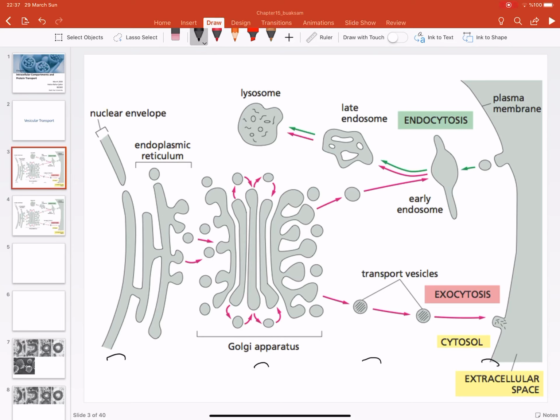Let's first start with the ER. Please always remember that the ER is the organelle of production. So many things, including the proteins and the lipids, are produced in the ER. Of course, the proteins are produced in the rough ER, and the lipids, the phospholipids, are produced in the smooth ER, but altogether they are produced here. And from here, they are distributed to different portions of the cell.